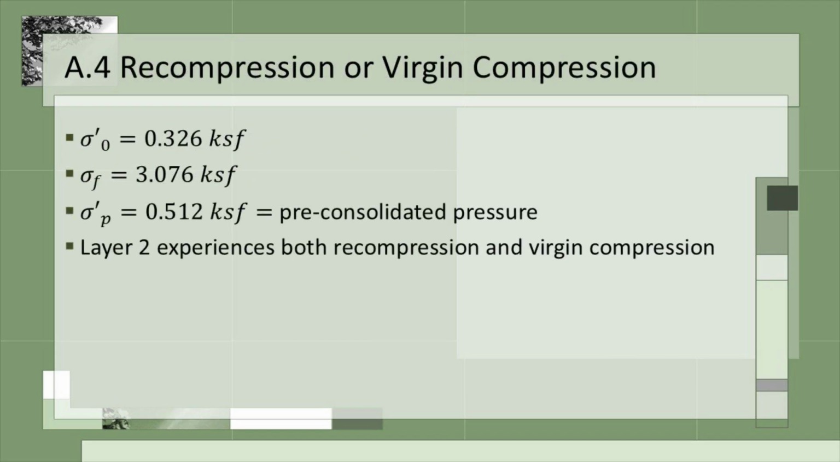In order to determine whether layer 2 is experiencing recompression or virgin compression, we need to compare the effective stresses to the pre-consolidation pressure provided in the table. The initial effective stress is below the pre-consolidation pressure, which indicates that the soil is initially in recompression. However, after accounting for the additional stresses from the structural fill, the final effective stress becomes greater than the pre-consolidation pressure. This means that as loading increases, the soil in layer 2 transitions from recompression into virgin compression.